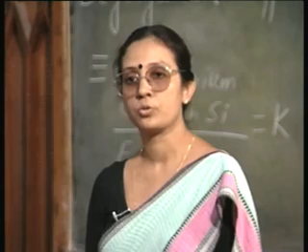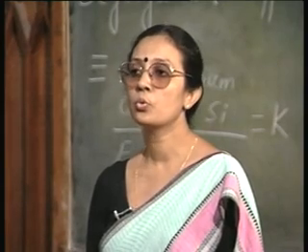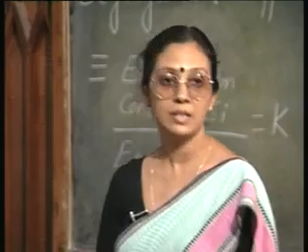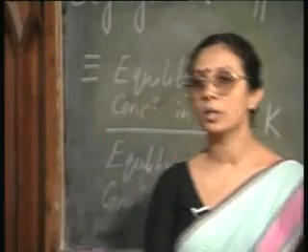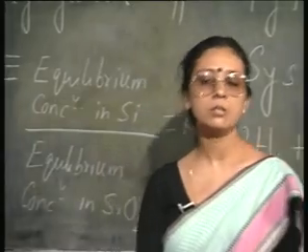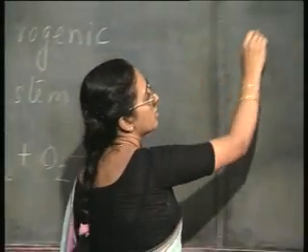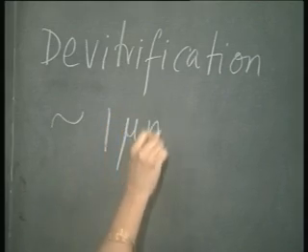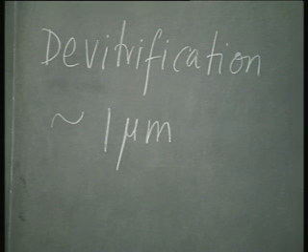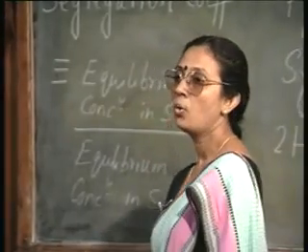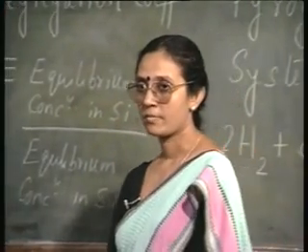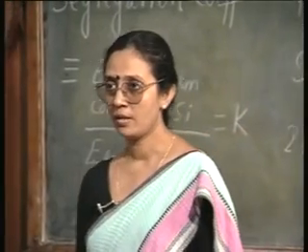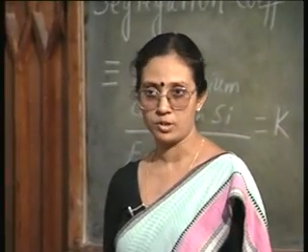So, what is the way out? How do we grow good thick oxide? By thick oxide I mean more than 1 micron. Normal wet oxidation, the limit is approximately at 1 micron. Beyond that it tends to devitrify. How do we grow good quality thicker oxide? That is one of the challenges which was posed to the VLSI processing technologists.